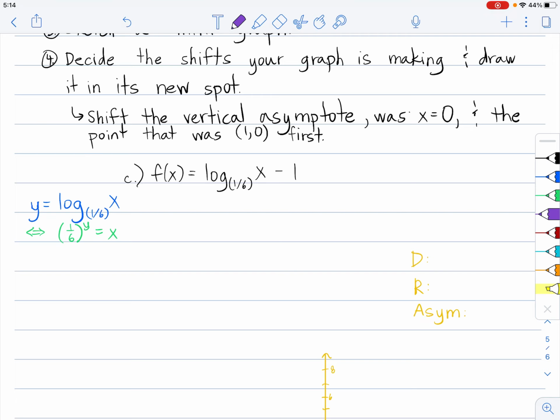And then we can make our XY chart, but instead of plugging in x's, we're going to plug in y's. And we're going to plug in -1, 0, and 1. And so this is 1/6 to the -1, which is +6. 1/6 to the 0, which is 1. And 1/6 to the first, which is 1/6.